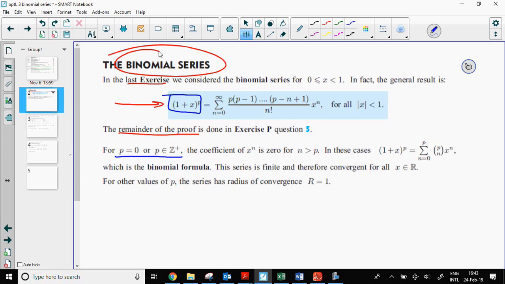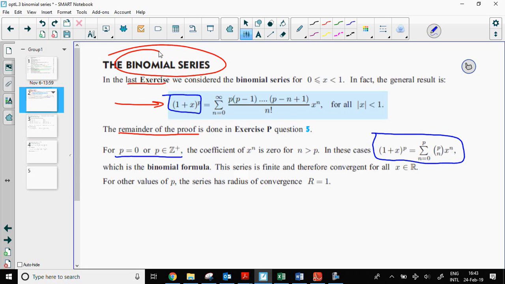If that p, the exponent there, happened to be 0 or a positive integer, then I know what 1 plus x to the power of p is. It's equal to that expression. Usually we see it with another term right here, but that's just going to be 1 to the power of n minus 1, so that's just 1, so that's why we're not writing it.